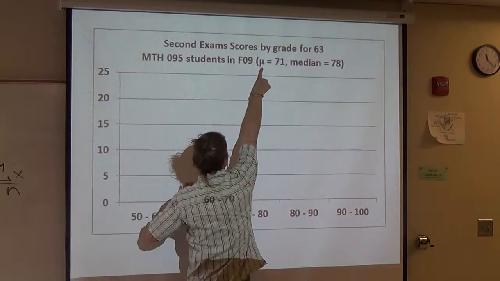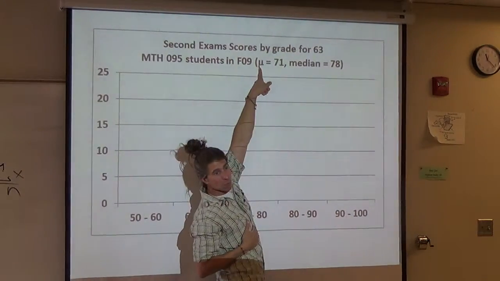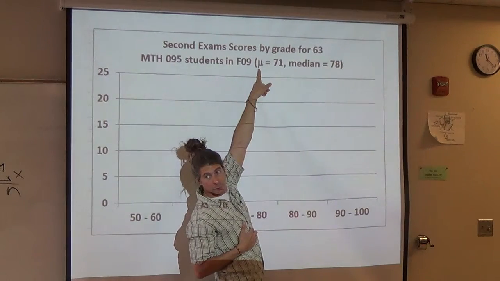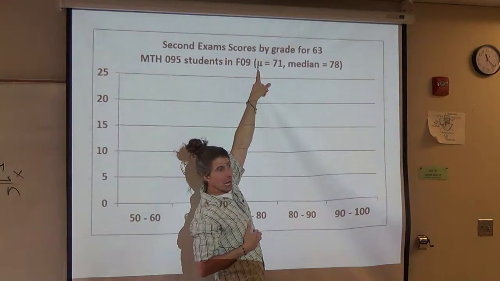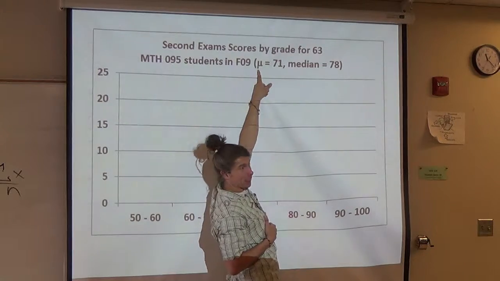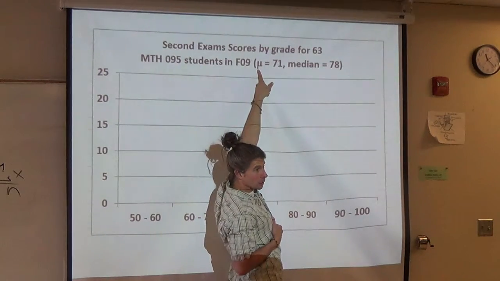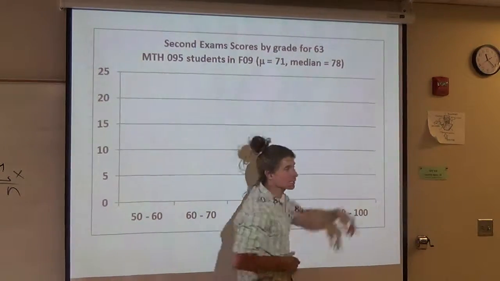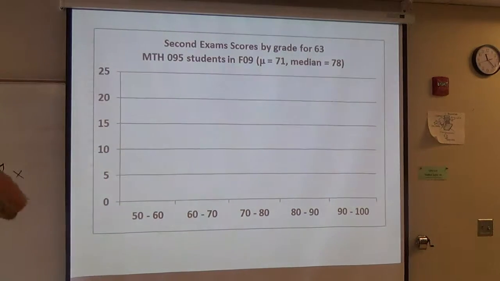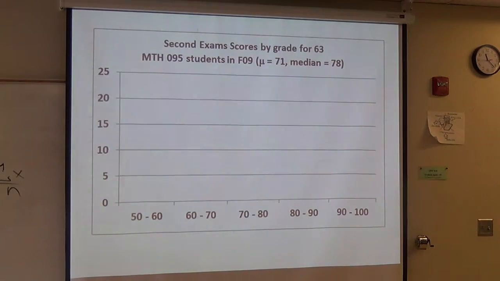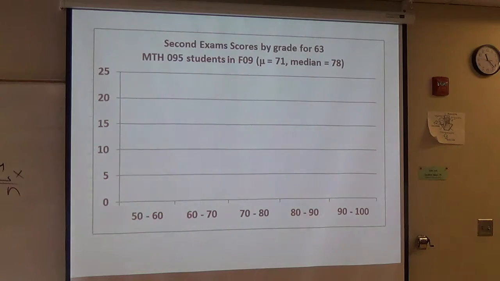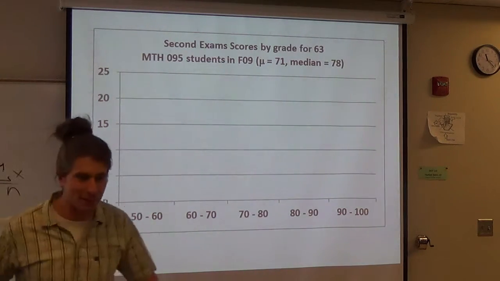The average, that's the Greek letter mu, which is the population average symbol. We'll come back and talk about it later. I can call this a population because we're only talking about my Math 95 students and I have them all. The average was 71, the median was 78. So draw me a graph where the average is 71 and the median is 78. I'll leave the blank up there. We'll turn the camera off, give you guys some time to work on it.